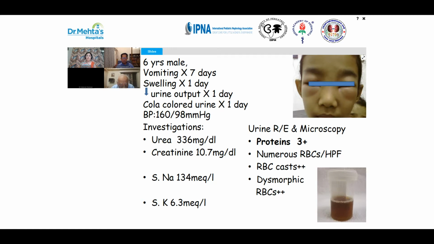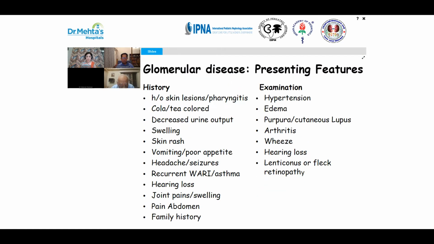So how do children with glomerular disease present? We must know the historical features and what we must look for on examination of these children before we decide on evaluation. So, a good history. It can never be overemphasized that a good history is always the key to diagnosis.